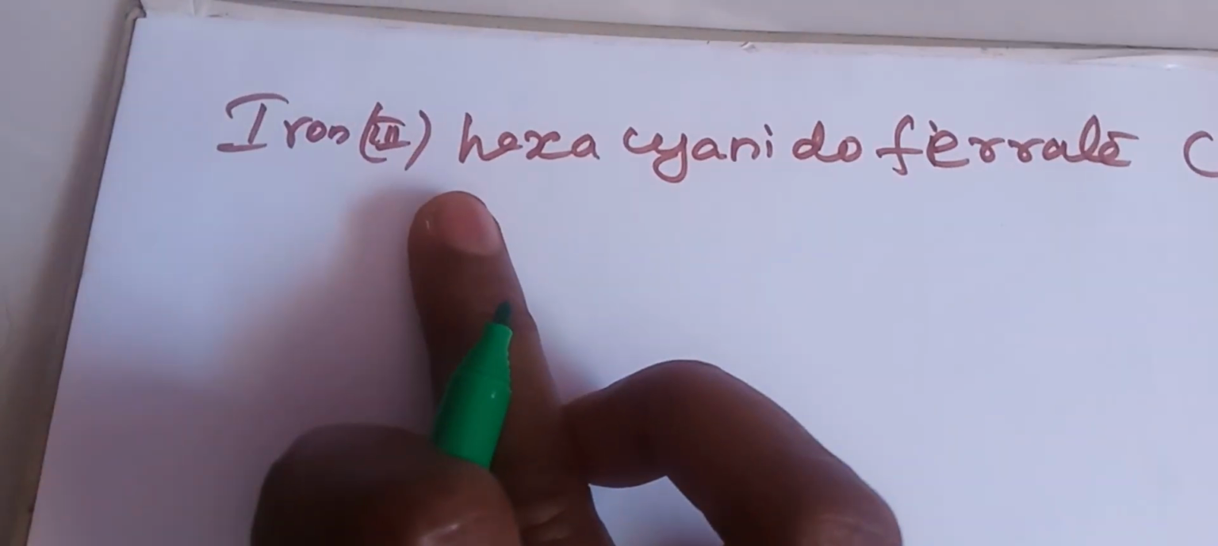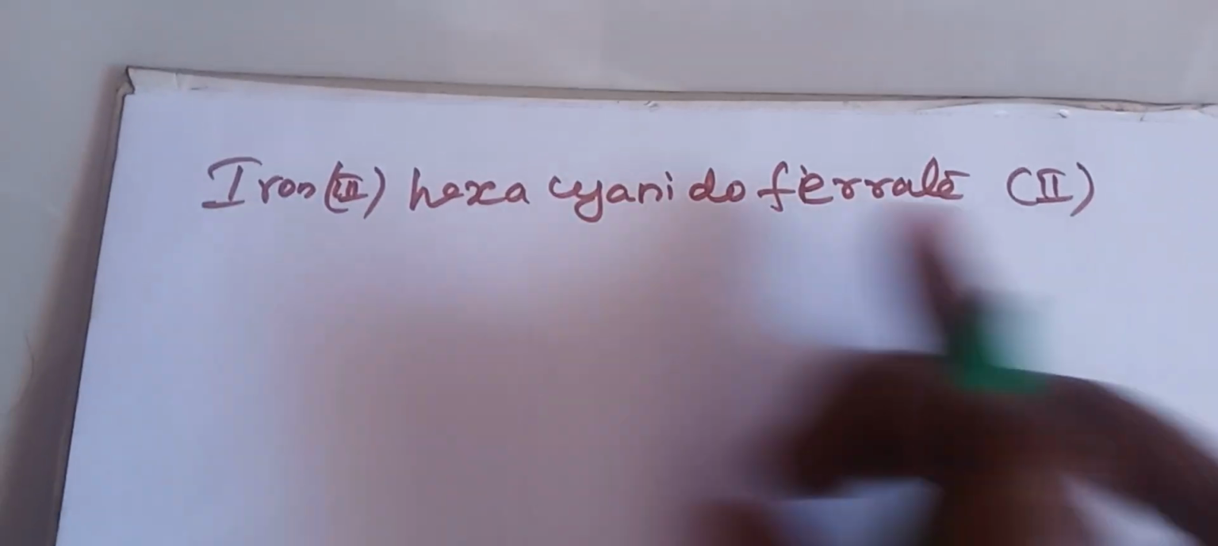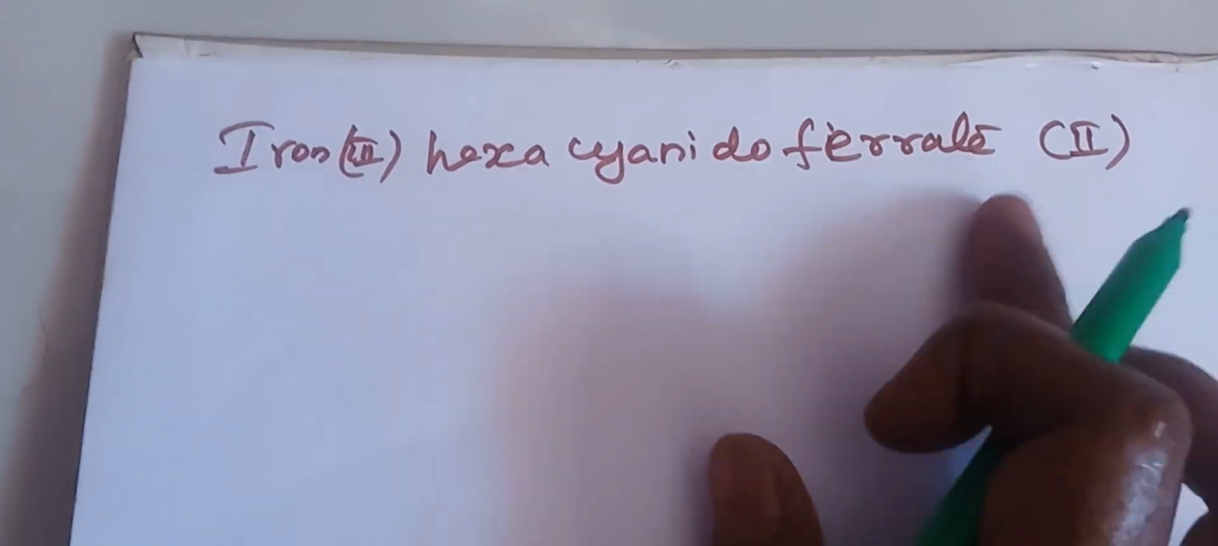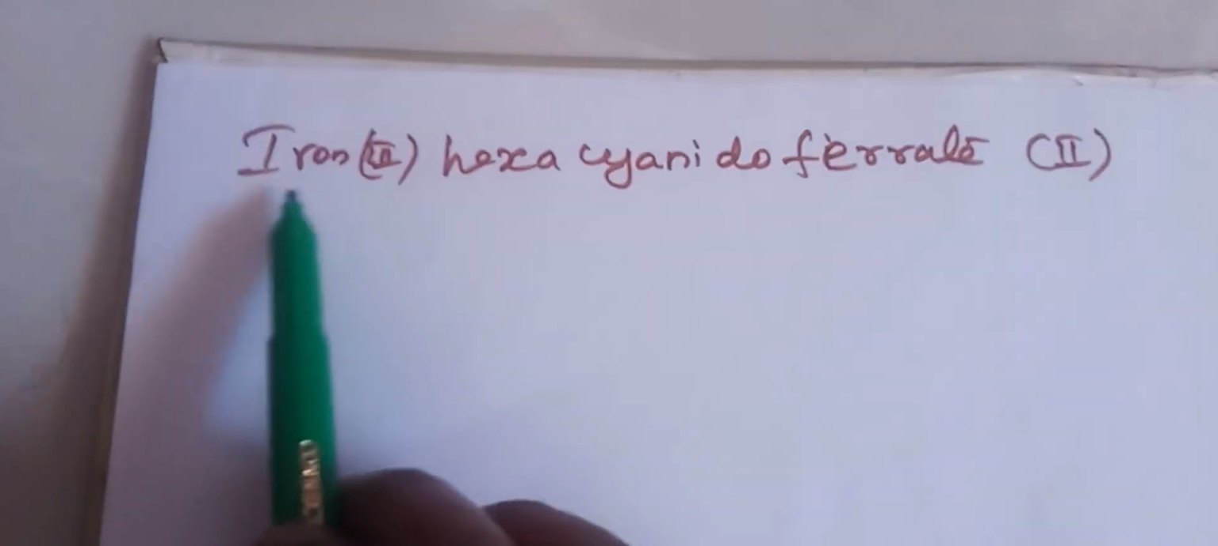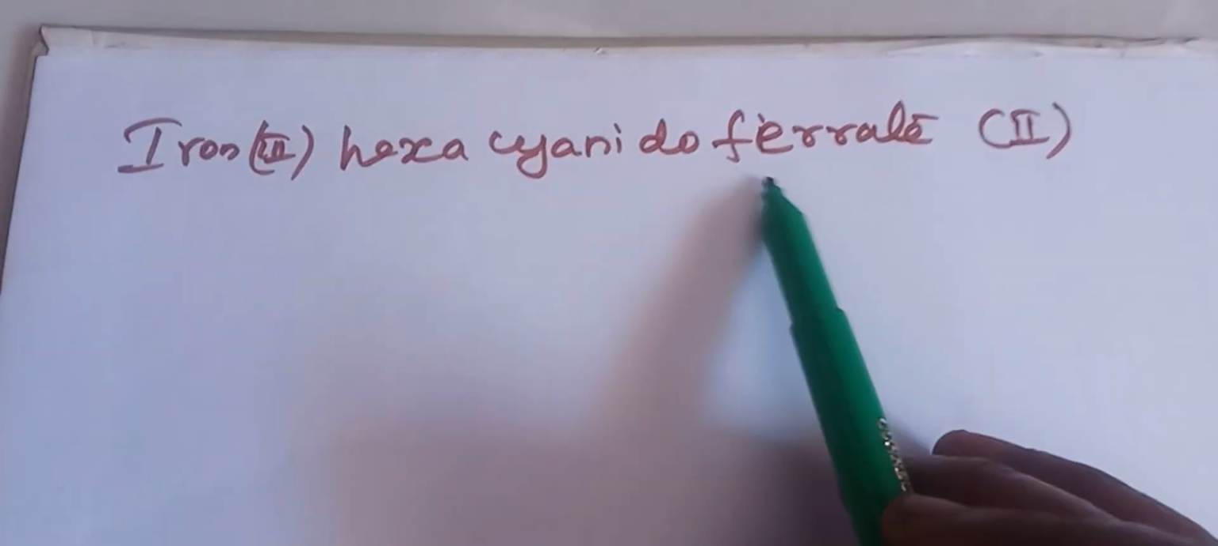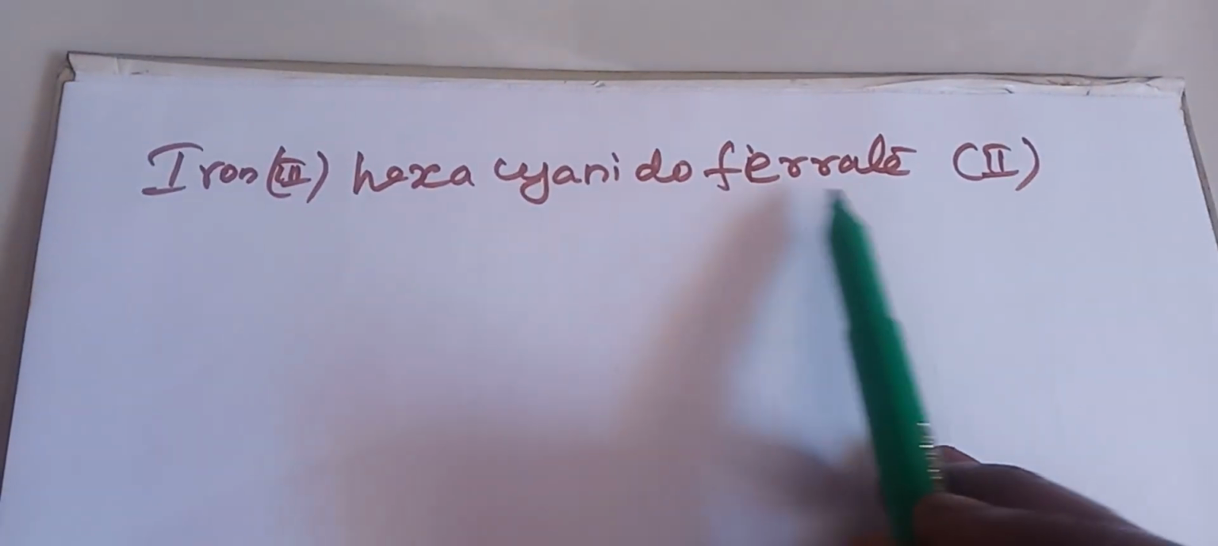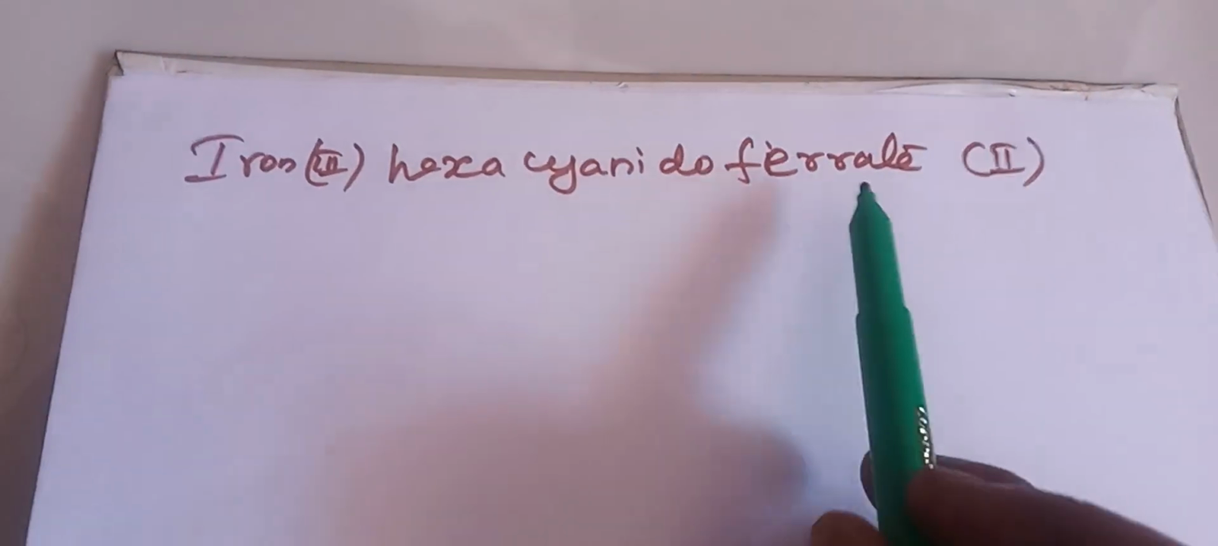Iron 3, hexacyanidoferrate 2. So how to identify the formula of the compound? First step, identify the metals present in this complex. Here there is iron, a metal, and another metal, ferrate. Ferrum means iron. So there are two metals.